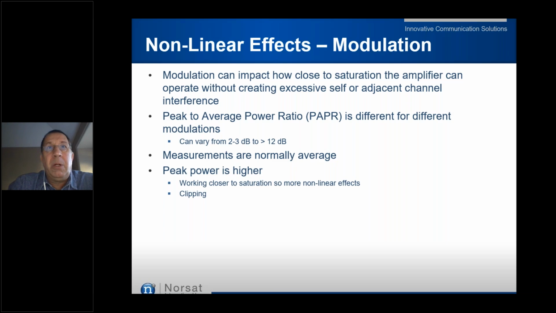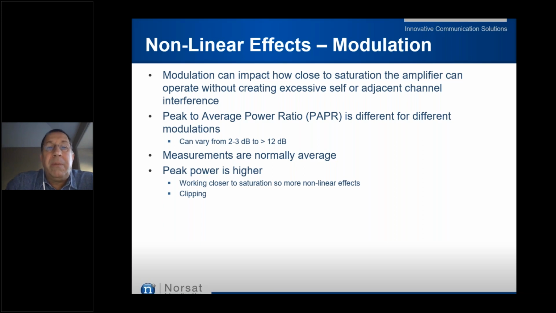It can vary from as small as 2 to 3 dB to greater than 12 dB for some of the complicated modulations, particularly some of the cell phone type modulations, which are even higher than 12 dB. What this means is that at times when the modulated signal is at its peak power, it's going to be maybe 2 to 12 dB higher than the average power.